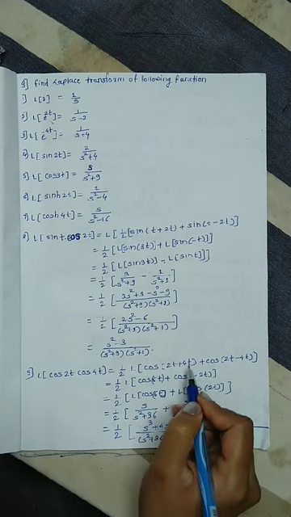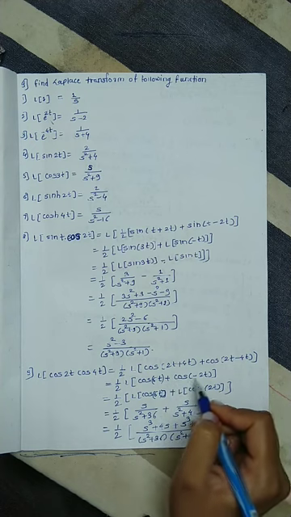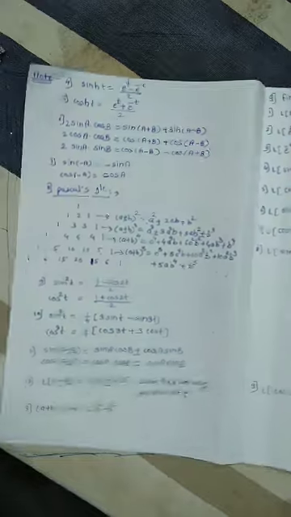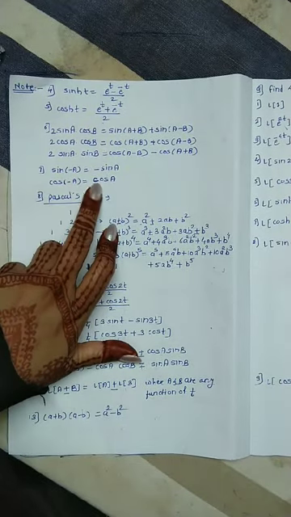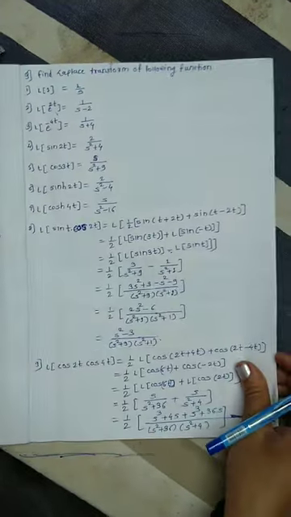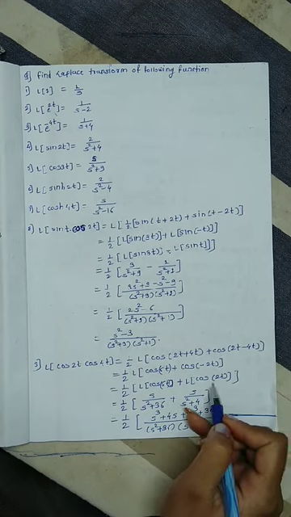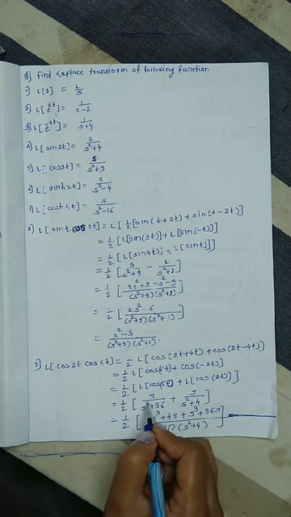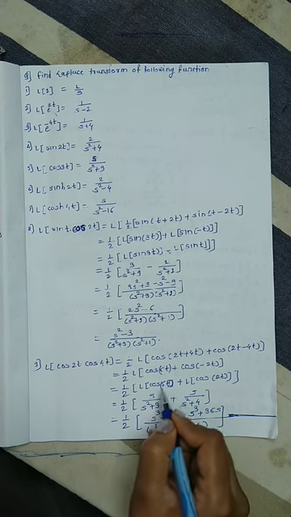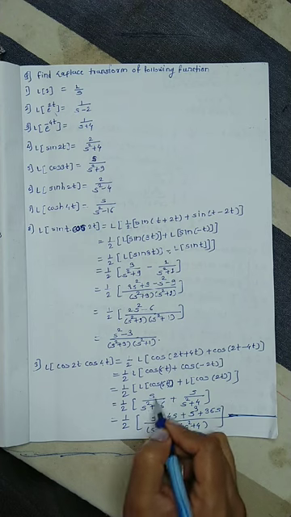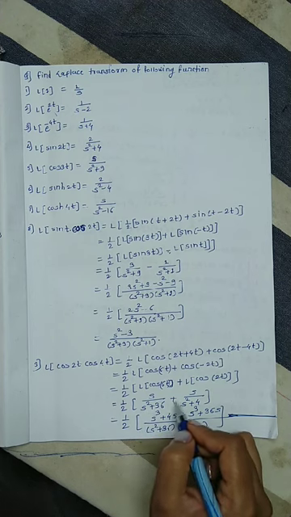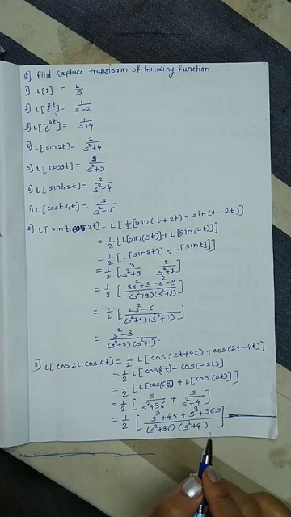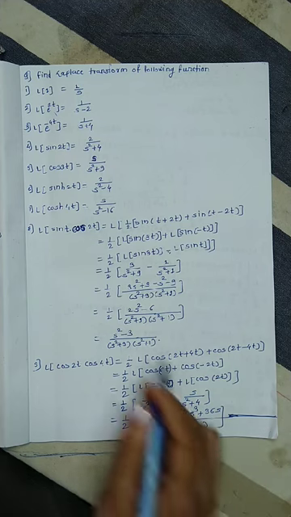Here a plus b is 6t, plus cos of a minus b, which is 2t minus 4t, that is minus 2t. Again we know cos of minus theta is plus cos theta. That's why it becomes cos 2t only, and take Laplace inside. We get Laplace of cos 6t, s upon s square plus 6 square, that is 36, plus Laplace of cos 2t, s upon s square plus 2 square, which is 4. Now simplify like above.